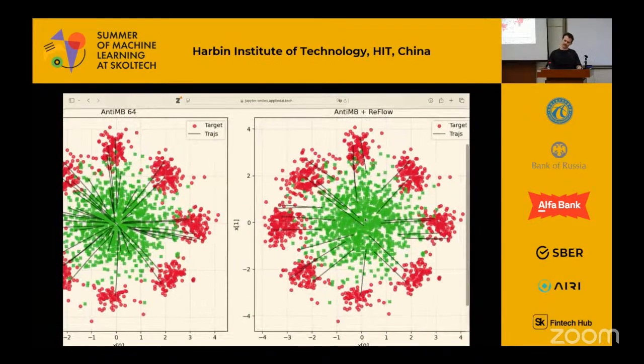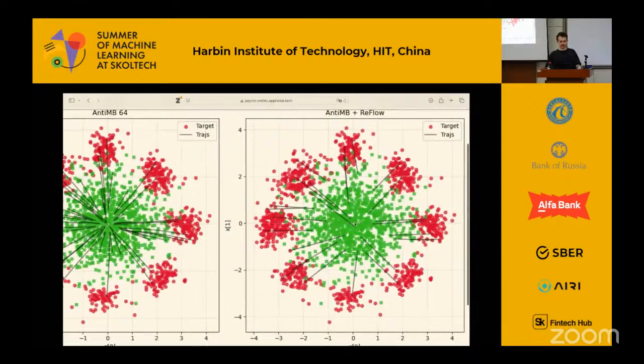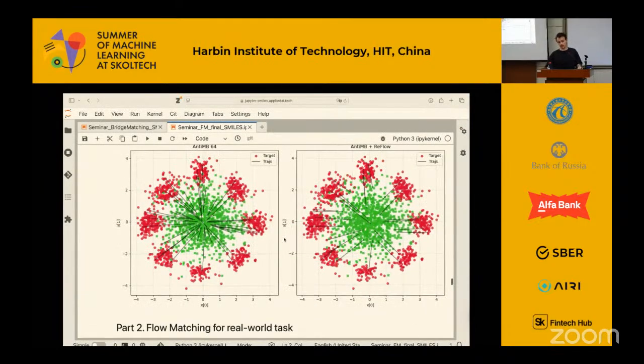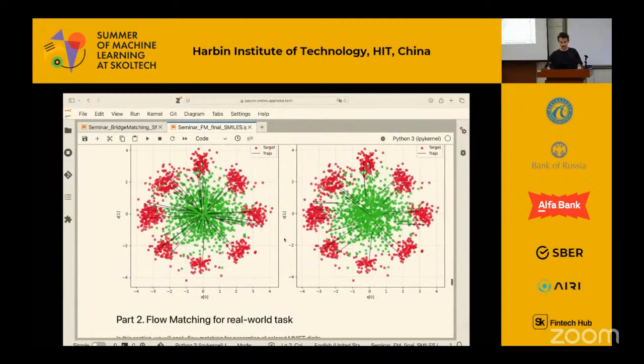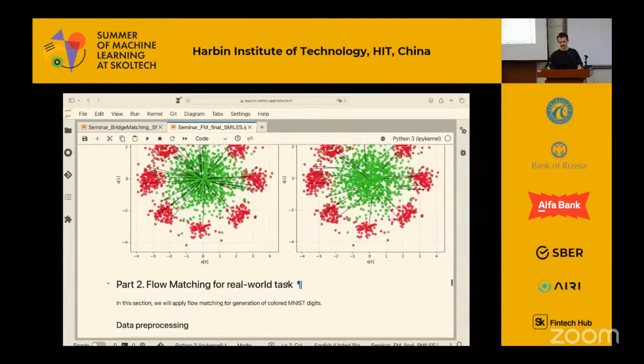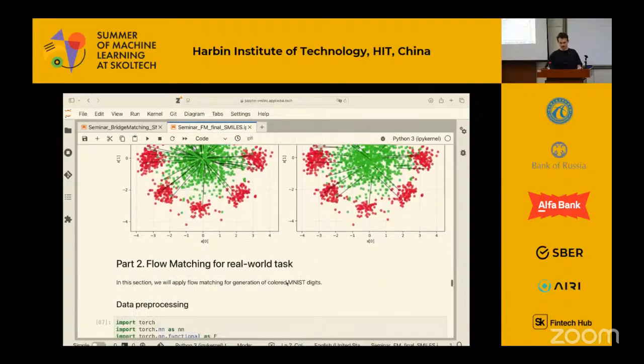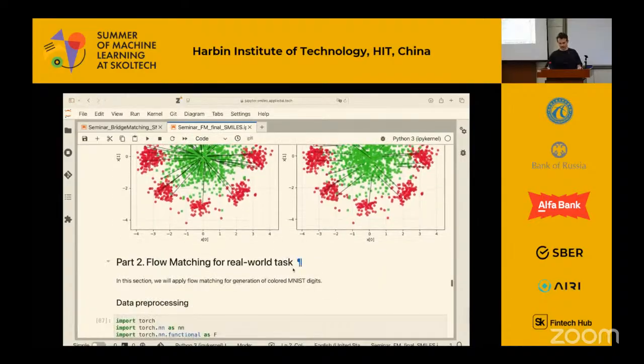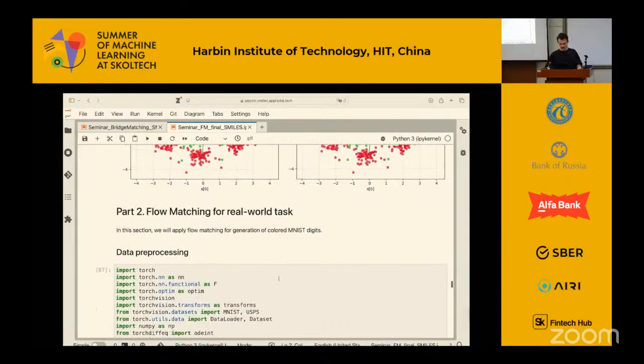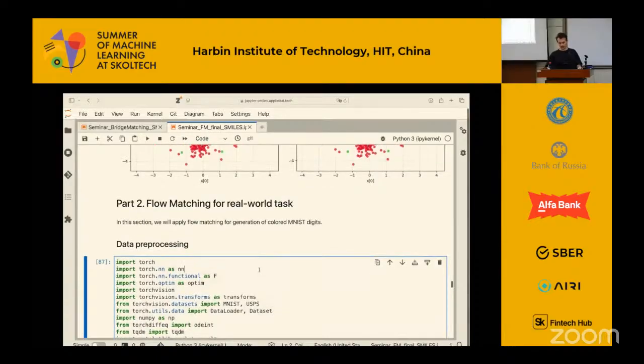Yeah, and I think it is relatively hard to get such straight trajectories for diffusion that you can just sample in one step of diffusion. But you can do it with flow matching under some circumstances. So yeah, this is great. This is part one. So this was a toy problem.